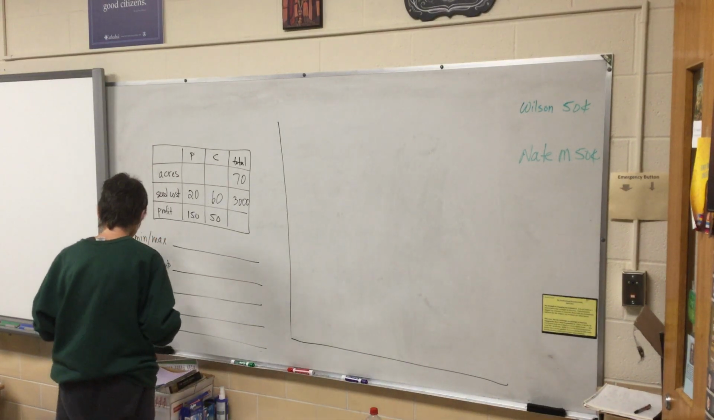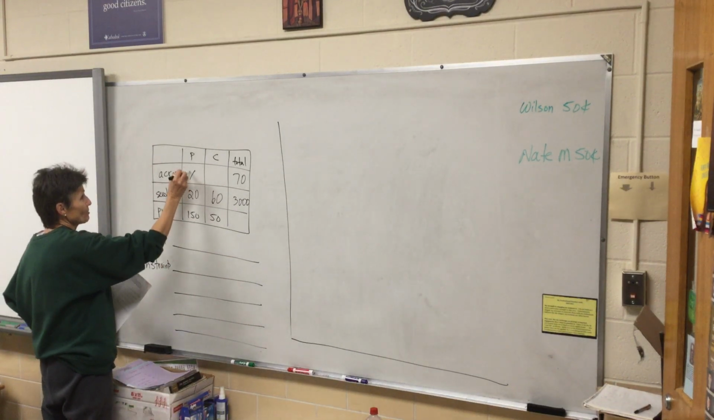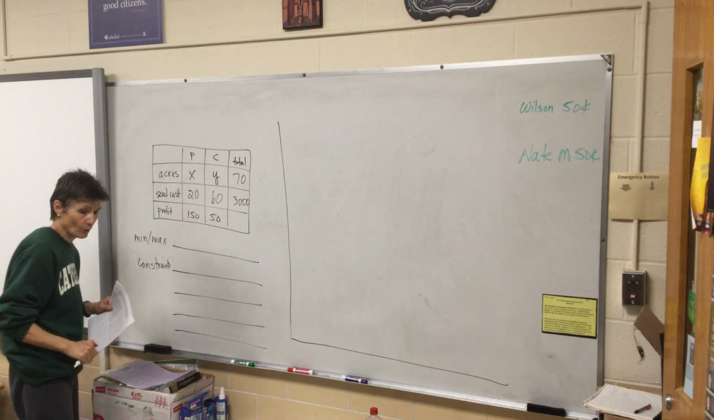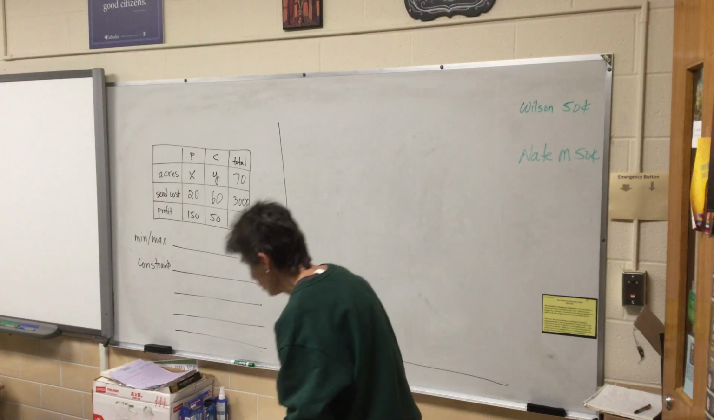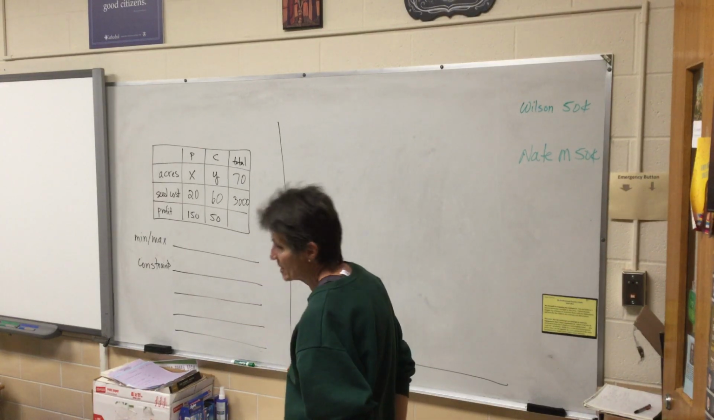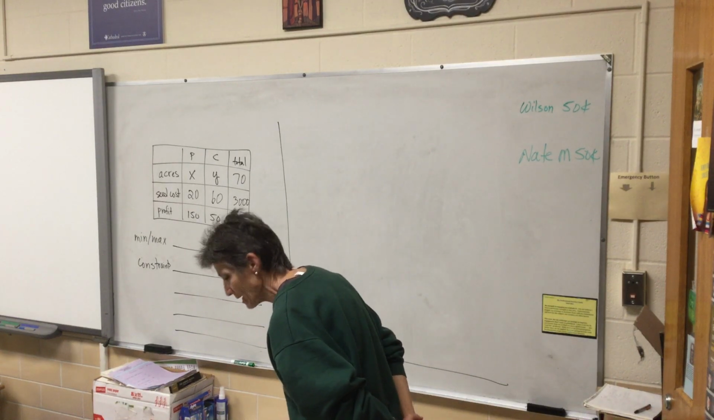I'm really trying to figure out how many acres of potatoes and how many acres of corn to plant. So would you agree that, I don't know either one of those, so I'll call the number of potato acres X and the number of corn acres Y?